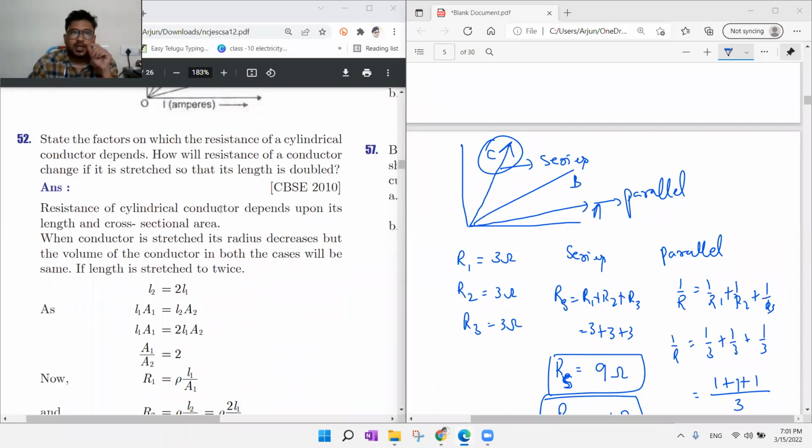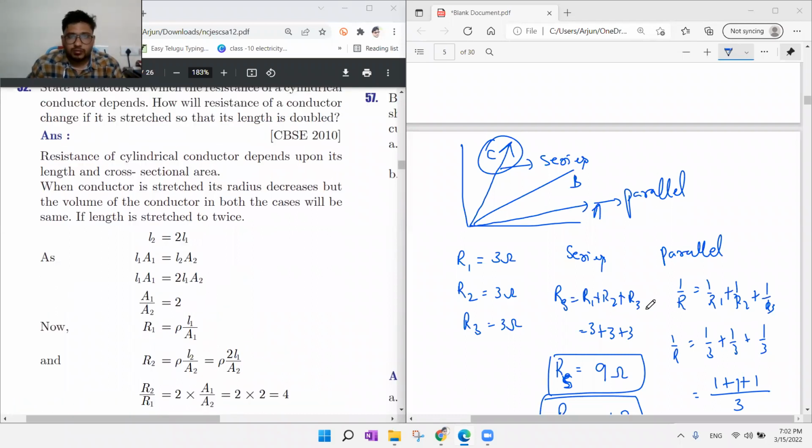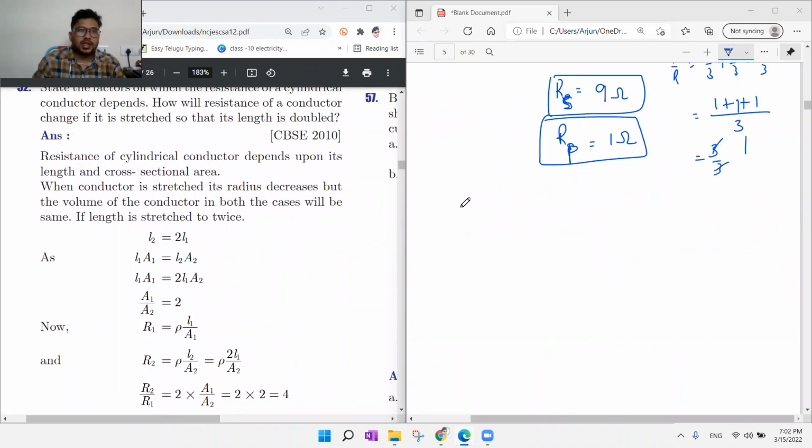52nd question. State the factors on which the resistance of a cylindrical conductor depends. How will the resistance of the conductor change if it is stretched so that its length is doubled? They're asking to state the factors on which the resistance of a cylindrical conductor depends. We know resistance is directly proportional to L, and inversely proportional to the area of cross section. So the resistance of a cylindrical conductor depends on its length and area of cross section. These are the 2 necessary conditions.